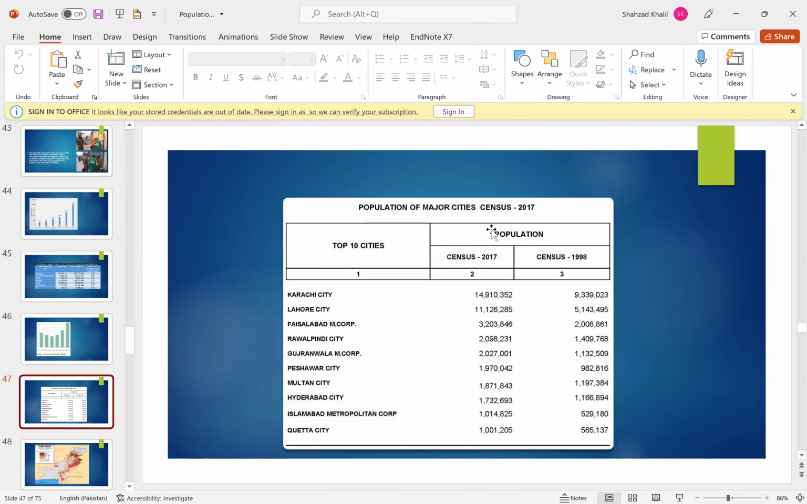Then the population of major cities, census 2017, top 10 cities: Karachi first, Lahore, Faisalabad, Rawalpindi, Gujranwala, Peshawar, Multan, Hyderabad, Islamabad, and Quetta. You can see 1998 and 2017. In Karachi in 1998, the population was 93 lakh, but in 2017 it is 1 crore and 49 lakh. So there is an increase in all, and you can see the difference.